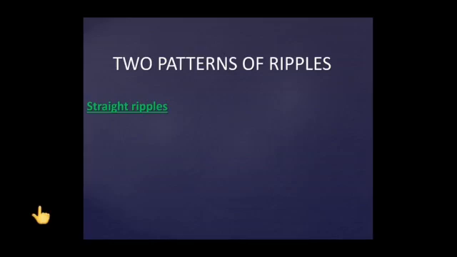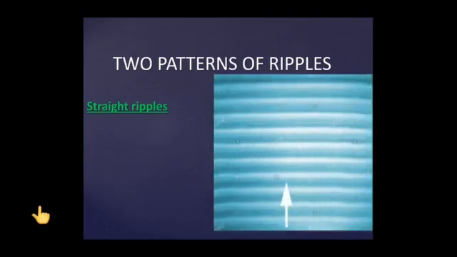The first type of pattern is straight ripples. The preview of straight ripples is like this. In this, you can see many straight lines.